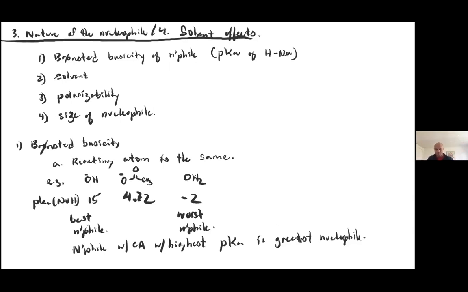All right, so I'll just say one more thing and then we'll stop. The second place where we can use Bronsted basicity to rank order nucleophiles is if we're moving across the same row in the periodic table.